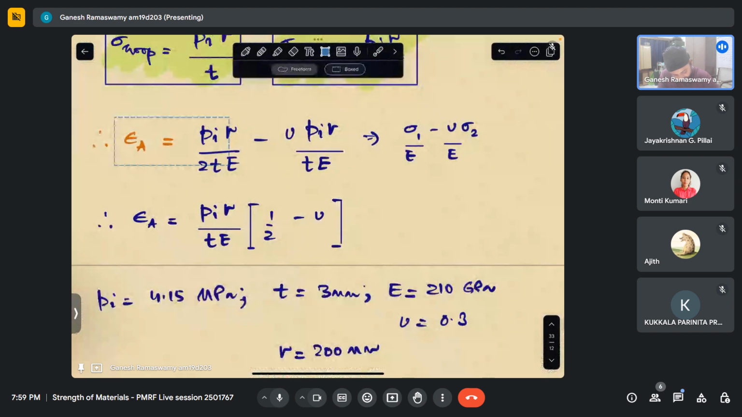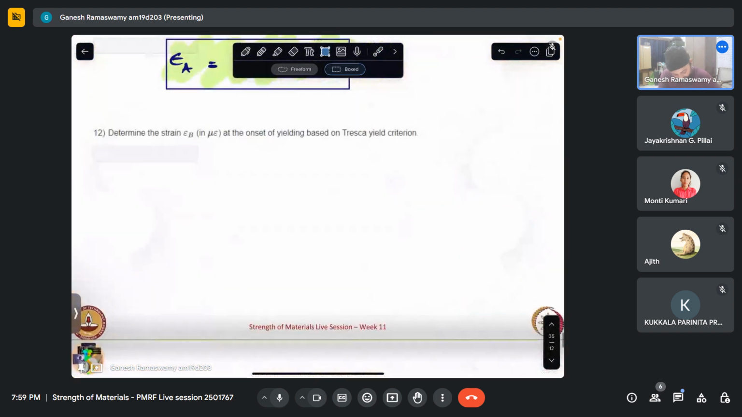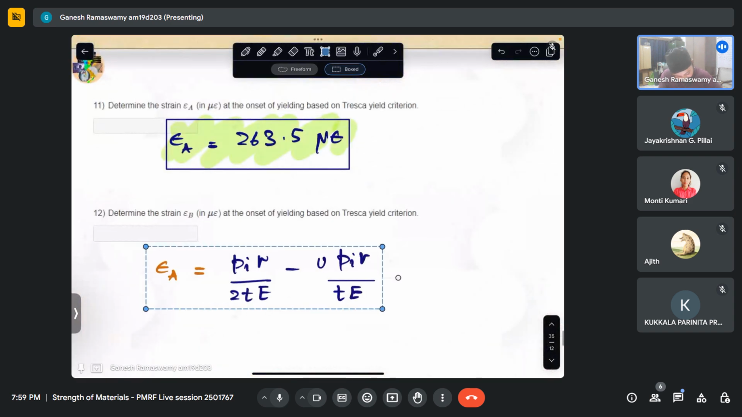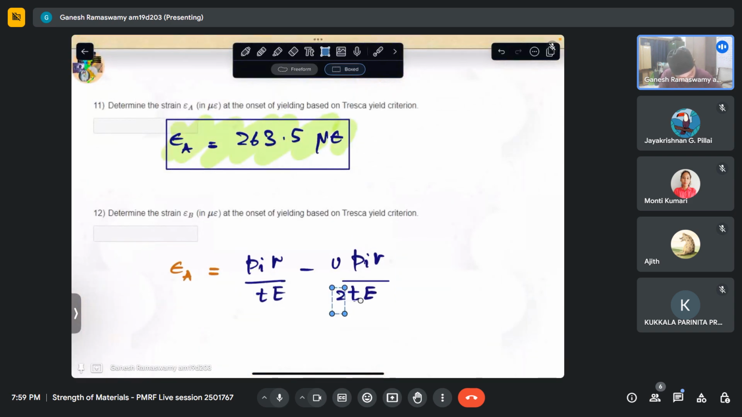Epsilon B is nothing but... I just need to shift around this 2, because this will be the main. I'm sorry, this is epsilon B, which is along the hoop direction. So the hoop stress contribution and our longitudinal stress causing the Poisson's effect. So this will come out to be Pi.